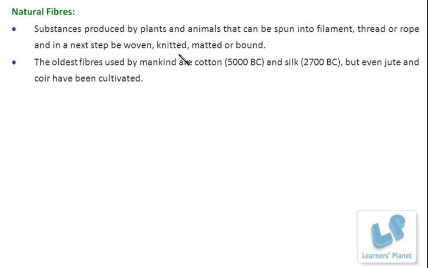See, sweaters are made up of wool. Wool is obtained from sheep. So sheep is an animal and wool is a natural fiber that can be knitted into a sweater. Cotton is obtained from the cotton plant. That is, a cotton fiber is a natural fiber. Jute is again obtained from plants. Likewise, silk is obtained from silkworm. That is also a natural fiber.